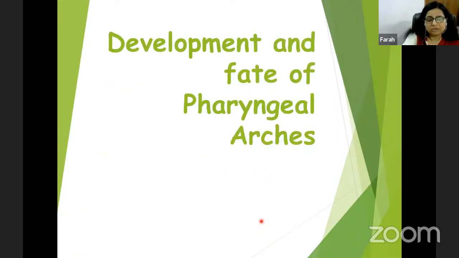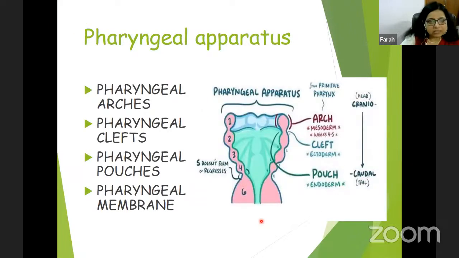So starting with the development and fate of pharyngeal arches, this is the pharynx. As I've told you, this is an arch. It has ectodermal clefts and endodermal pouches, with the mesoderm in between that comprises the pharyngeal arch itself. And this arrangement is from cranial to caudal. See, this is cranial and this one is caudal. So this is the region of the pharynx where the pharyngeal arches are developing.